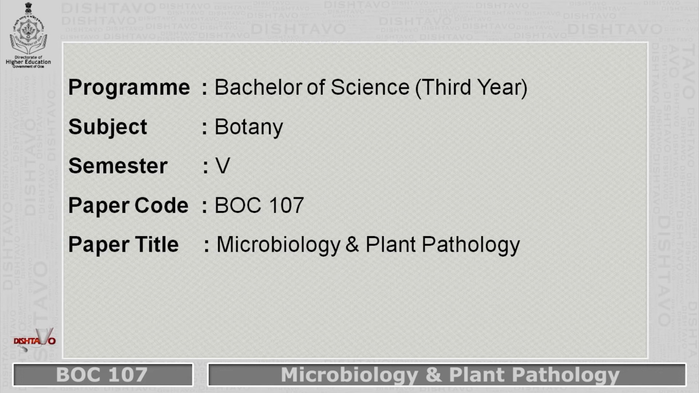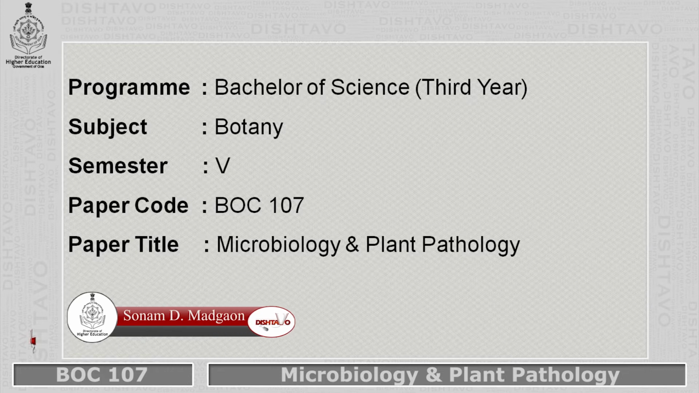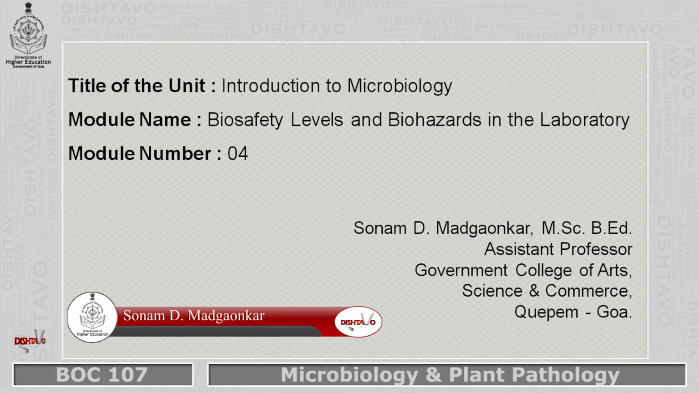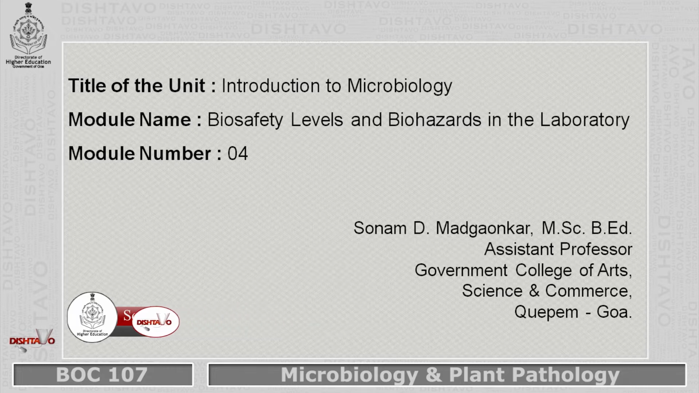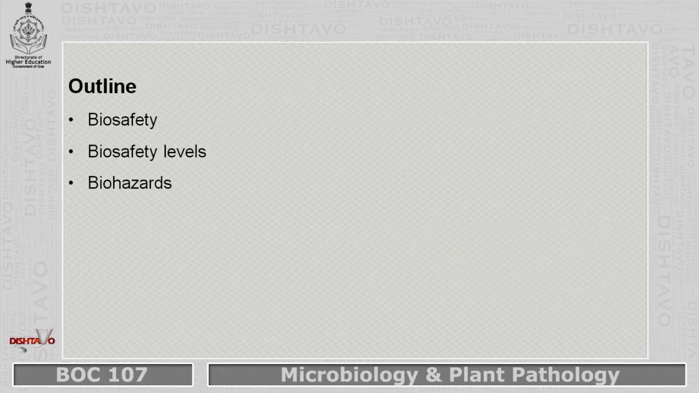Good morning, students. Program: Bachelor of Science, third year. Subject: Botany, semester 5. Paper code BOC 107, paper title Microbiology and Plant Pathology. Title of the unit: Introduction to Microbiology. Module name: Biosafety Levels and Biohazard in the Laboratory, module number 4. The module consists of biosafety, biosafety levels and biohazards.